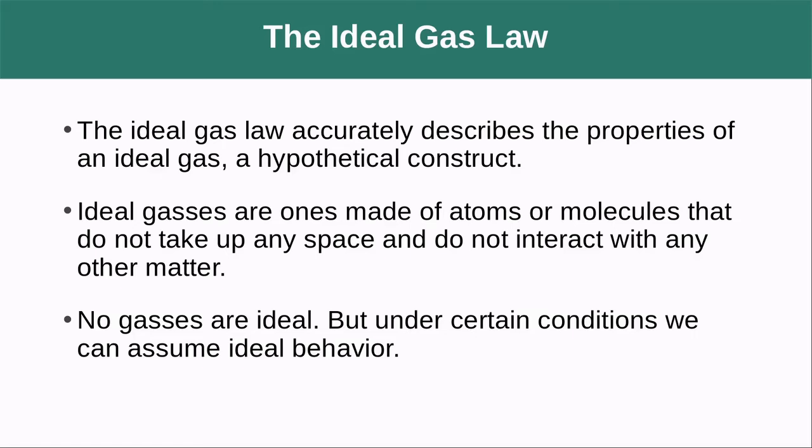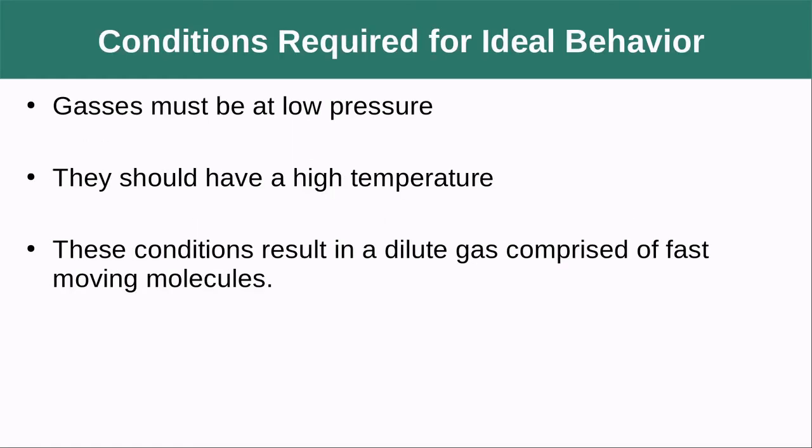No gases are ideal, but under certain conditions we can assume ideal behavior. What are those conditions? The gas must be at a low pressure. They should have a high temperature, and these conditions combined together are going to result in a dilute gas comprised of fast-moving molecules. And if you think about it, that kind of makes sense, that we can assume that they're not going to interact with each other when they're moving really fast and they're nowhere near one another.